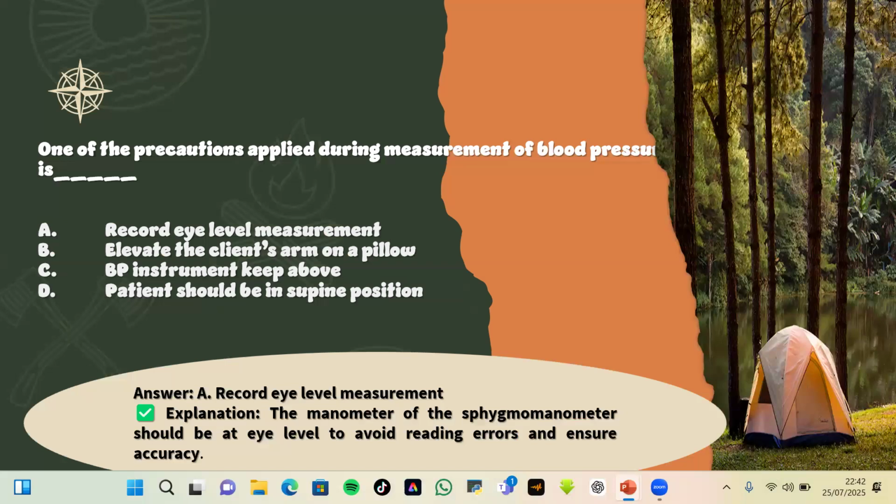The answer is record eye level measurement. The manometer of the sphygmomanometer should be at eye level to avoid reading errors and ensure accuracy.